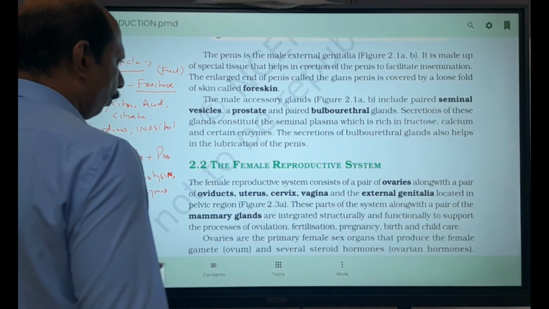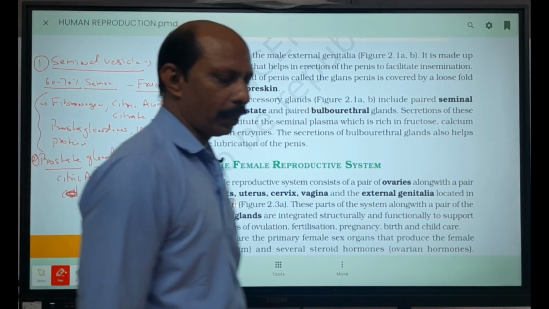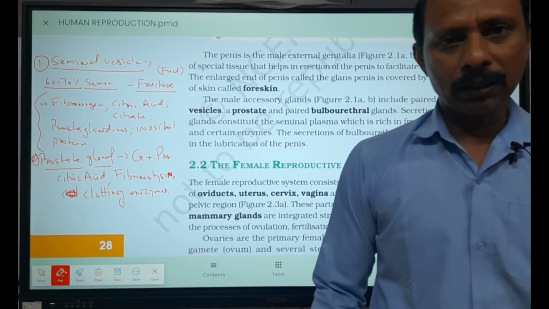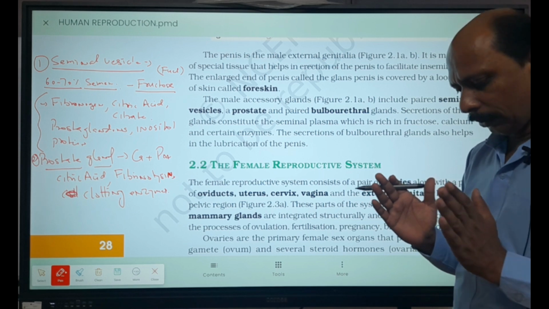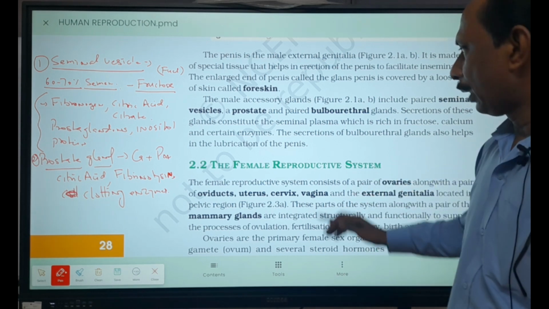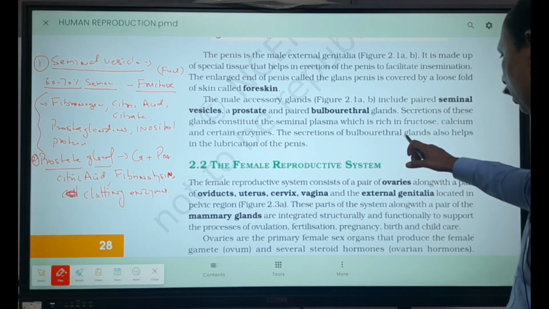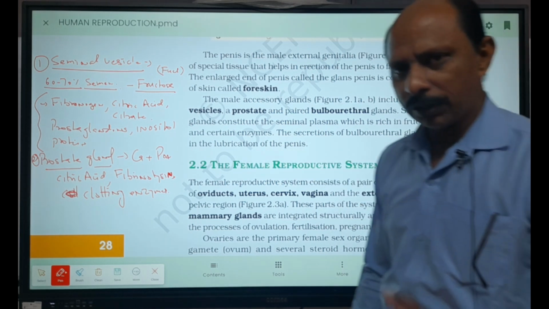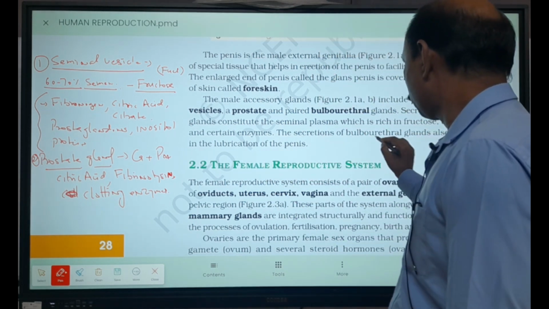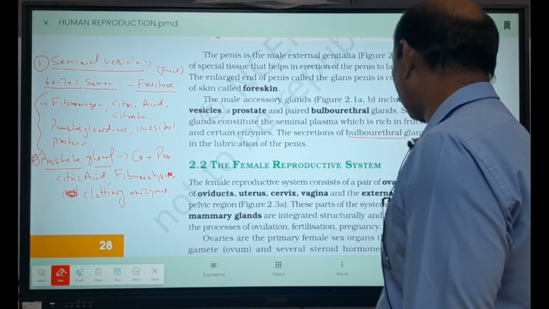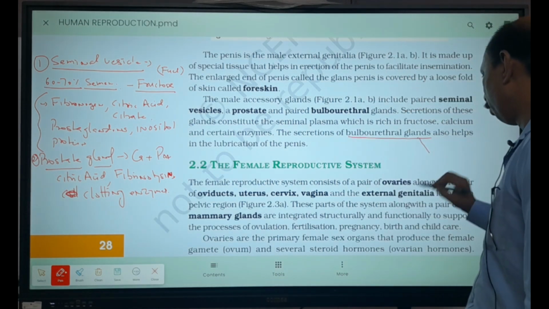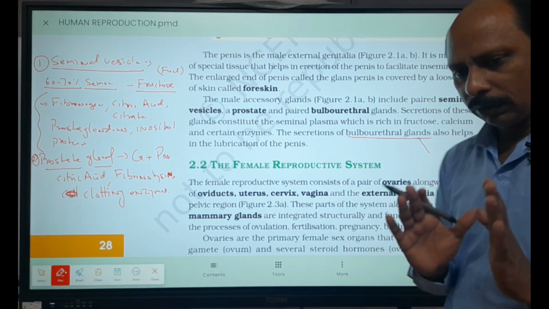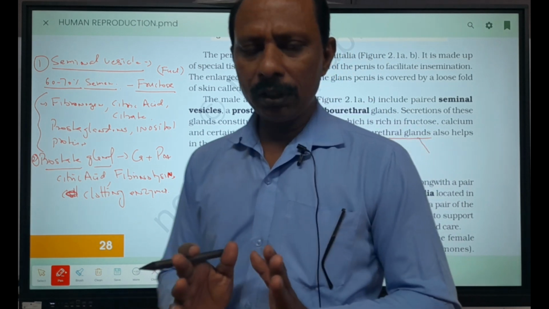Another one is our bulbourethral gland. These glands are also called Cowper's gland and membranous gland, which is present just lateral to the urethra. So they also secrete some secretion that helps in the lubrication of the penis. And another function of the secretion of this bulbourethral gland is that it also cleans the urethra. Clean the urethra means what?